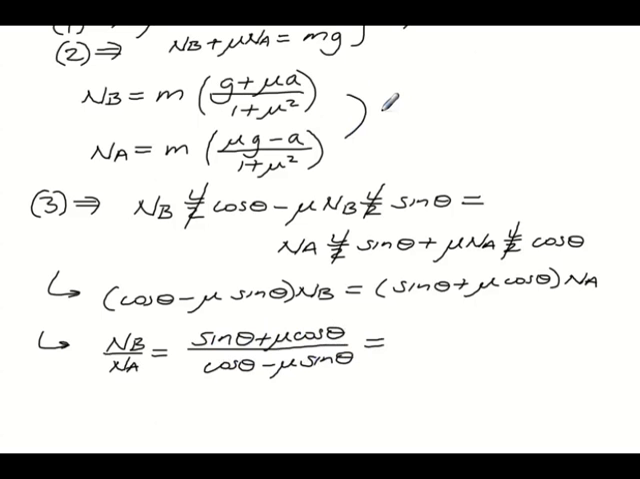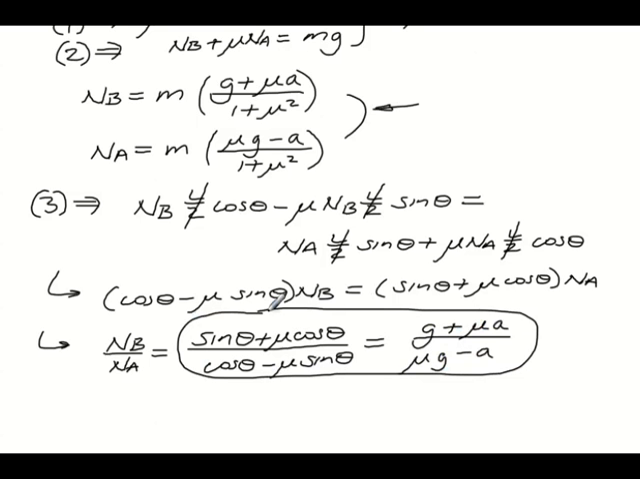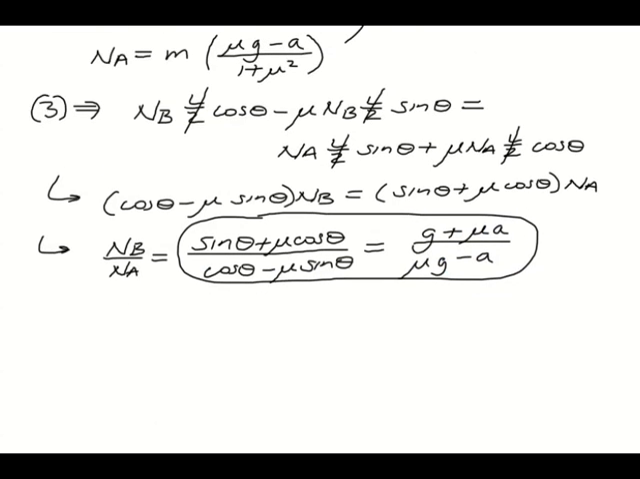From these two equations here, if I take the ratio of NB over NA, what I get is g plus mu A divided by mu g minus A. So here is the equation we need. Had to do a little bit of algebra to get to that point, but if we substitute in 60 degrees for the angle, and put in the appropriate value for mu, we have an expression for A.